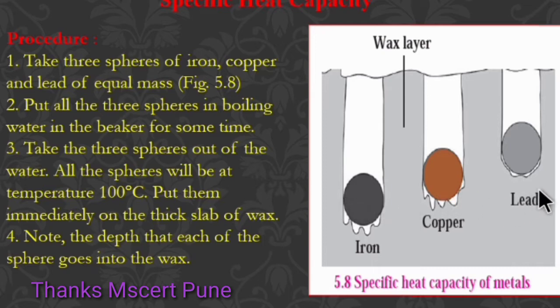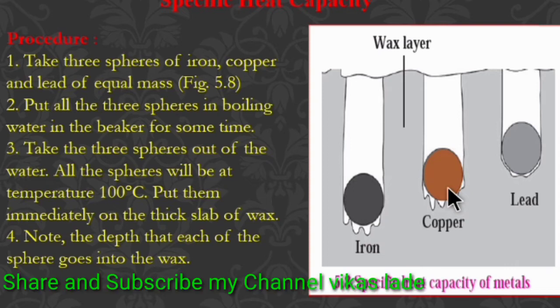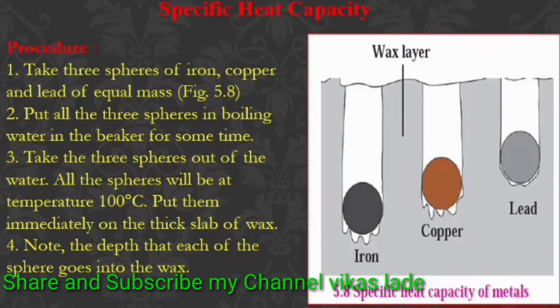Lead sphere. Here is the lead sphere. It goes the least, and the copper sphere goes to an intermediate depth. Here is the copper sphere. This shows that for an equal rise in temperature, the 3 spheres absorb different amounts of heat. This means that the property which determines the amount of heat absorbed by the sphere is different for the 3 spheres. This property is called specific heat capacity.